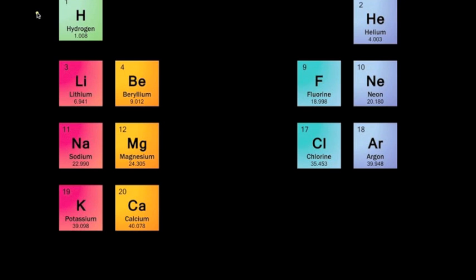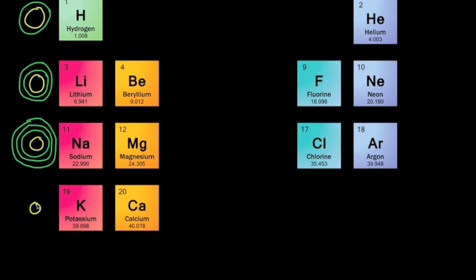In the first period, we have atoms that have a nucleus surrounded by 1 energy level, or 1 shell. In the second period, we have atoms that have a nucleus surrounded by 2 energy levels, or 2 shells. In the third period, we have atoms with a nucleus surrounded by 3 energy levels, or 3 shells. And in the fourth period, we have atoms that have a nucleus surrounded by 4 energy levels, or 4 shells. One thing to remember is that the valence shell, or the outermost shell, cannot be filled with electrons until all the energy levels below it are full.